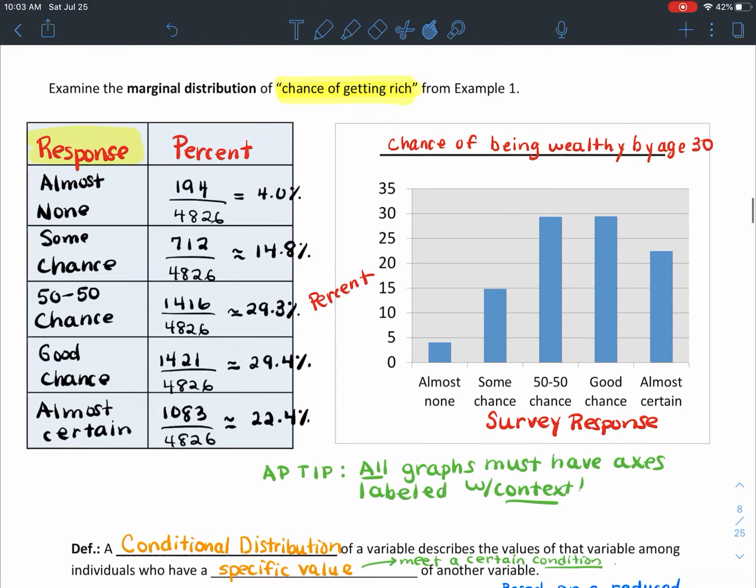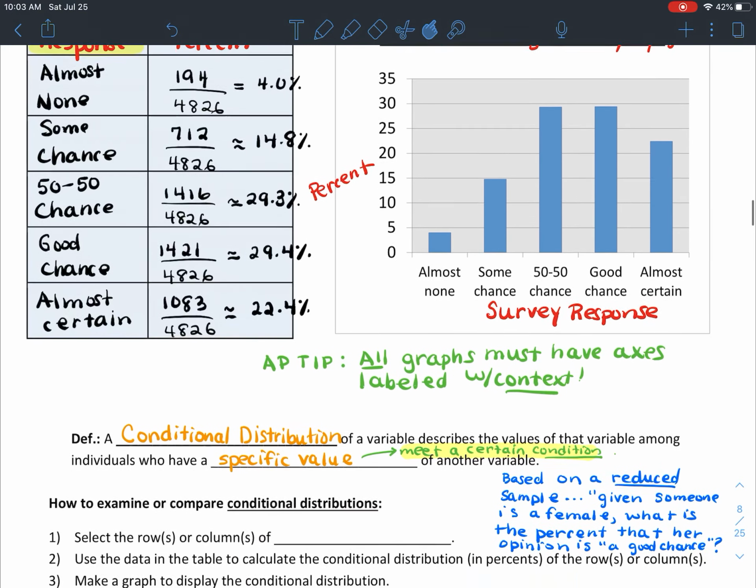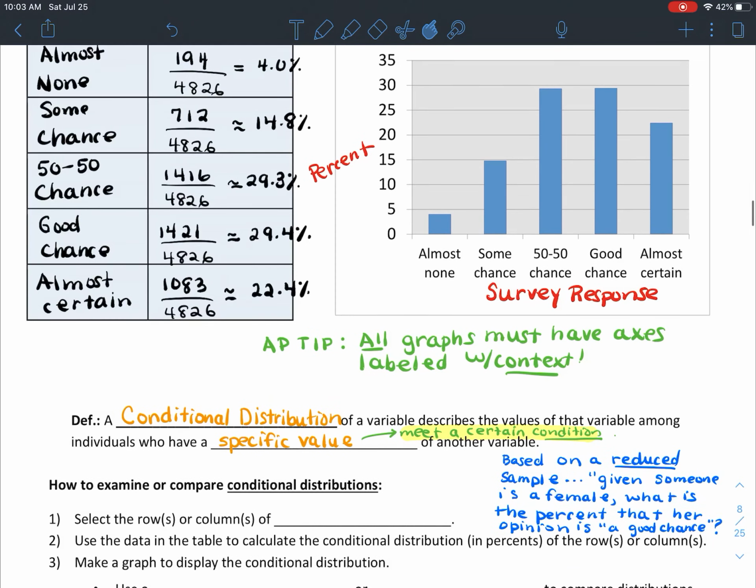Okay, there is another type of distribution. It is called a conditional distribution. A conditional distribution of a variable describes the value of that variable among the individuals that have a specific value of another variable, or in other words, it meets a certain condition. Okay, let me give you some examples because that might sound a little bit confusing here. A conditional distribution is based on a reduced sample.